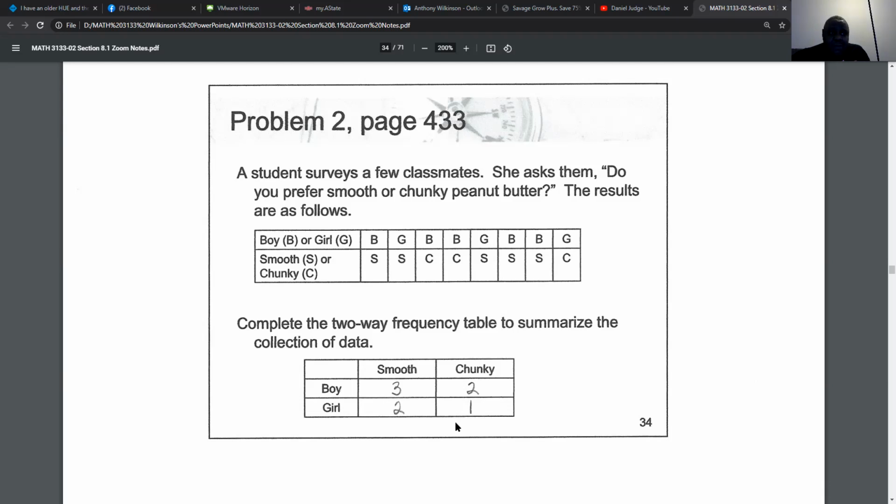So if you were to add all of these together, you should end up with 8 observations here in this two-way frequency table. Otherwise, you miscounted.